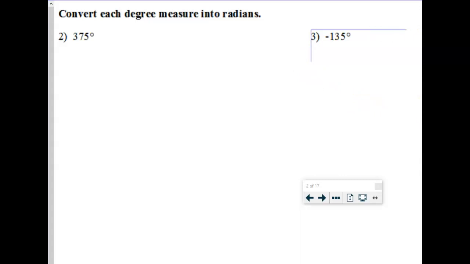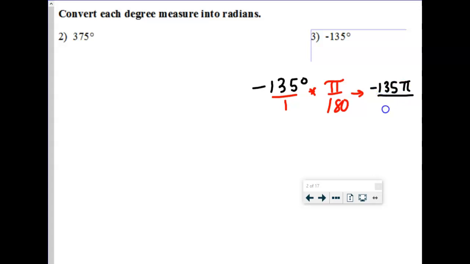I'm going to look at number 3. Right now I have a degree measurement, so I'm going to take my degree measurement and multiply it by pi over 180. Sometimes kids are like, well, now what? Well, think about what you have here, guys. You have a fraction. You have a negative 135 pi being divided by 180. And I don't really know what that is off the top of my head.